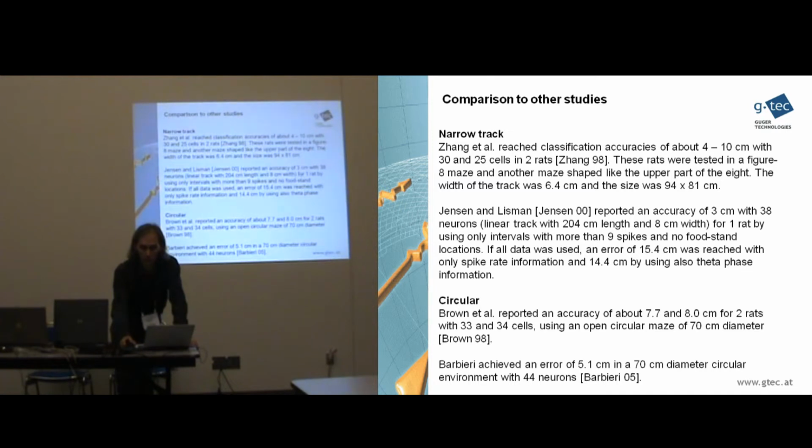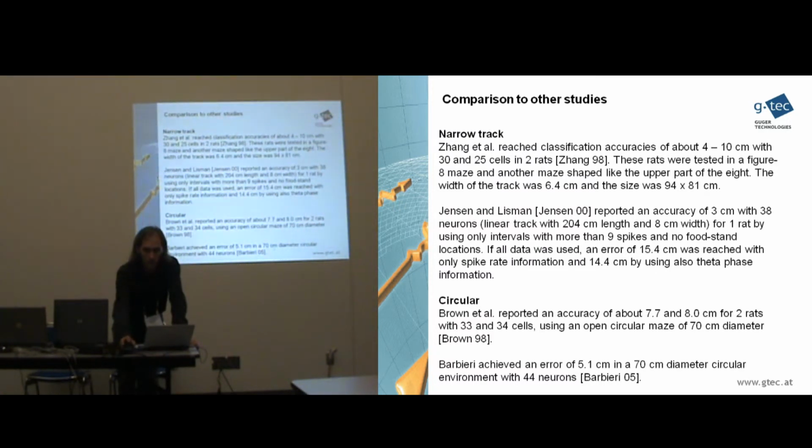Jensen and Lissmann, like mentioned before, achieved this 3 centimeters in this linear maze, 2 meters long, but they excluded intervals which had less than 9 spikes, and they also excluded footstands with the large artifacts inside. If they used all the data for the reconstruction, they had also 15 centimeters error rate, which is exactly in the same range like we got in our real-time experiments with less cells.